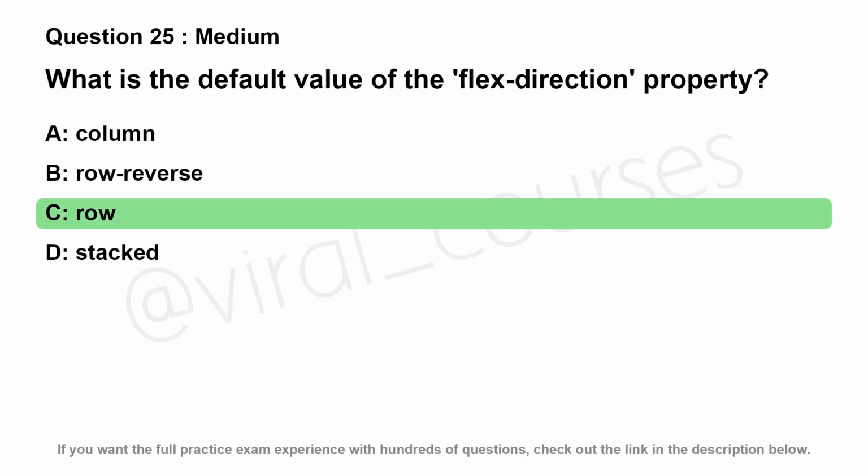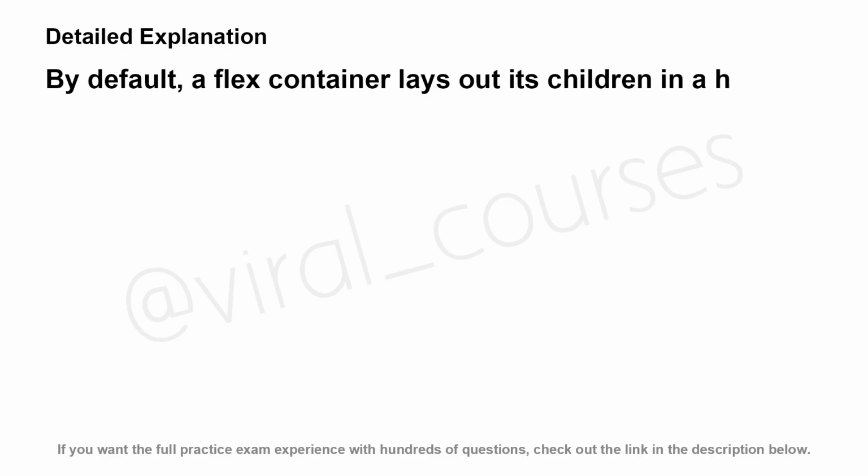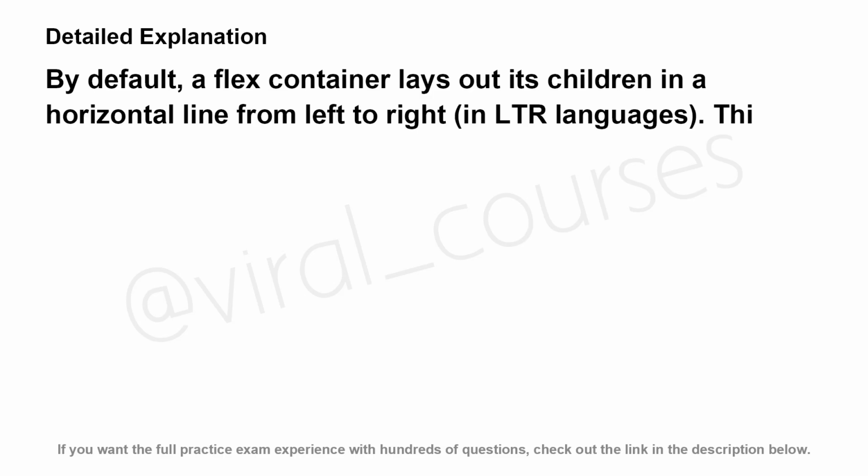The correct answer is C. By default, a flex container lays out its children in a horizontal line from left to right. In LTR languages, this corresponds to the value row.